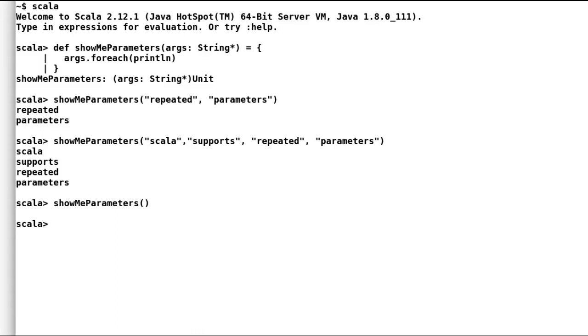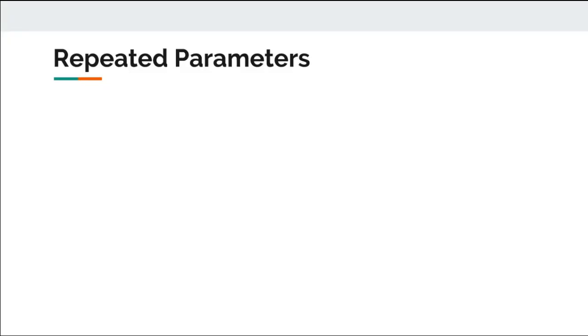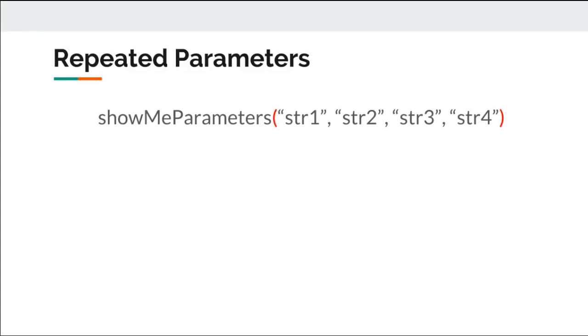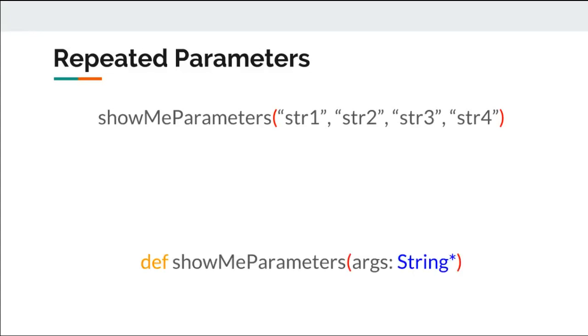So let us understand what goes on under the hood. All the repeated parameters that we pass to our method are treated as an array of the declared type of the parameter. Thus, the type of arguments inside the showParameters function, which is declared as type String star, is actually an array of strings. Now the next question is, can we make use of this information? Yes, we can. We can utilize all the helper functions of an array such as foreach or length.